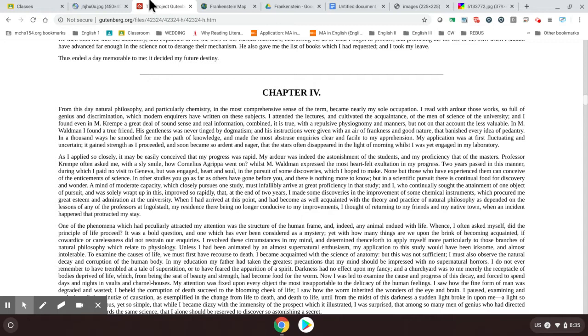So he spends literally all of his time there. Further down the page, he says, "2 years passed in this manner, during which I paid no visit to Geneva, but was engaged heart and soul in the pursuit of some discoveries which I hoped to make." So now we start to understand his motivation. He's trying to make a name for himself. He's trying to discover something or do something really great.